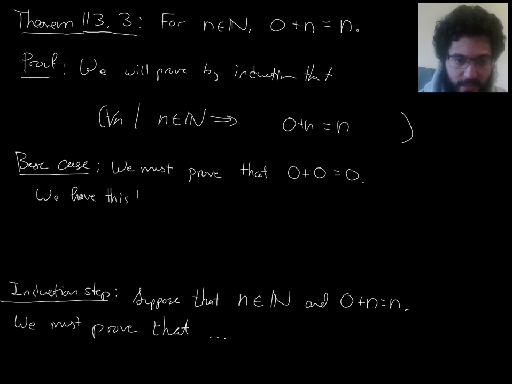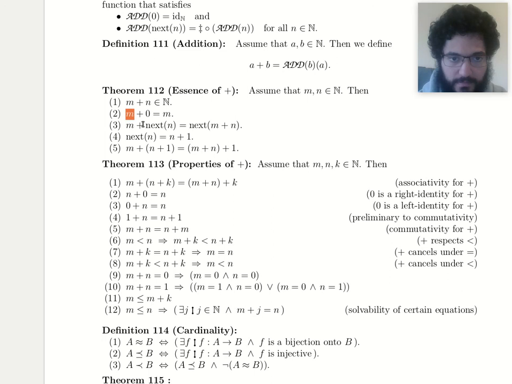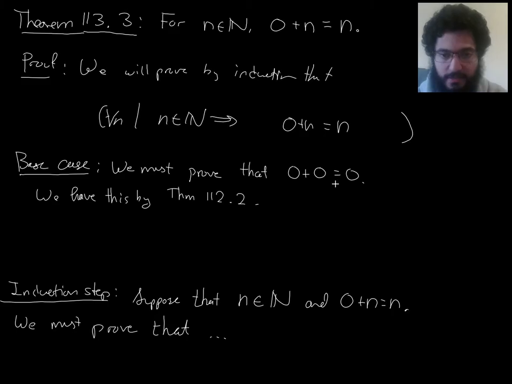We have this by theorem 112, part 2. So if the 0 shows up on the right, then things work. Here's 0 showing up on the right, so this 0 matches with that 0. Great. Of course, we cannot use theorem 112 part 2 for the overall thing we're proving, since for us the 0 shows up on the left. So that's it for the base case.